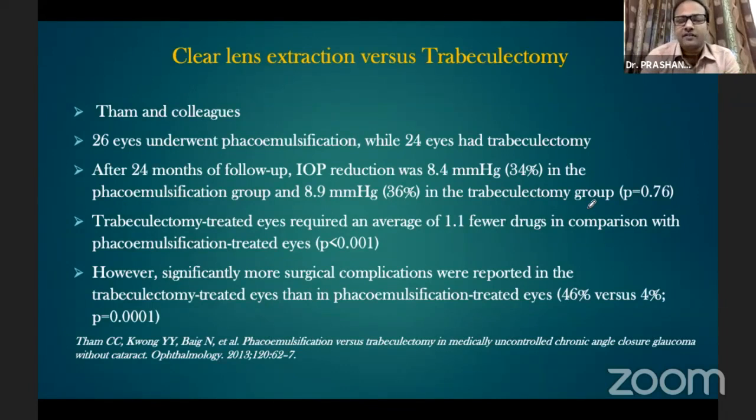Now, there are various studies which have compared clear lens extraction versus conventional therapy. This is a study by Tham and colleagues, in which they compared the result of clear lens extraction versus trabeculectomy. In 26 eyes they performed phacoemulsification and in 24 eyes they performed a trab. Over a period of 24 months, they found that the IOP reduction was similar in both groups. However, the trabeculectomy group encountered more complications. They also needed fewer drugs, but the complication rate was slightly more. So they emphasized that trabeculectomy can be bypassed, and we can directly go ahead and do a cataract extraction in such patients.